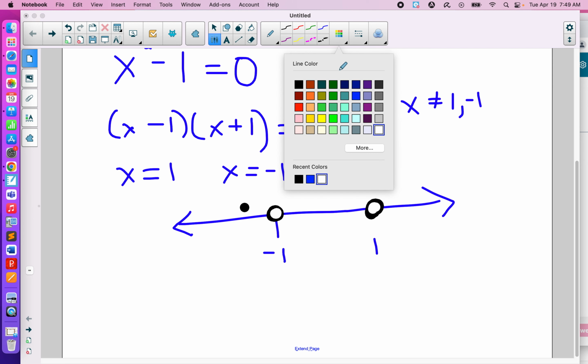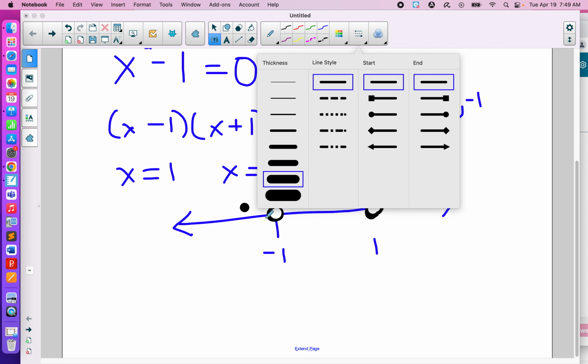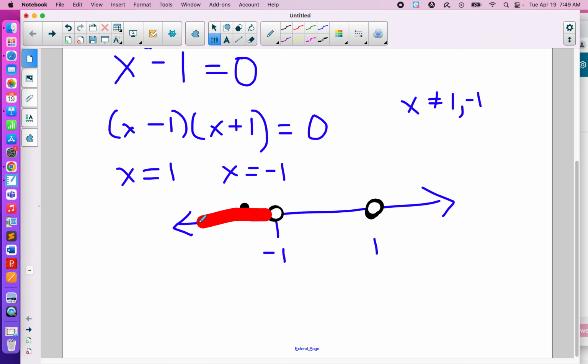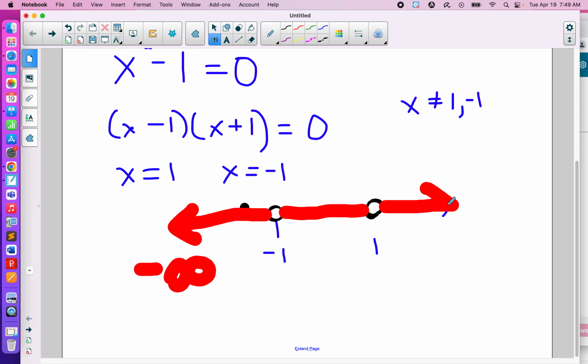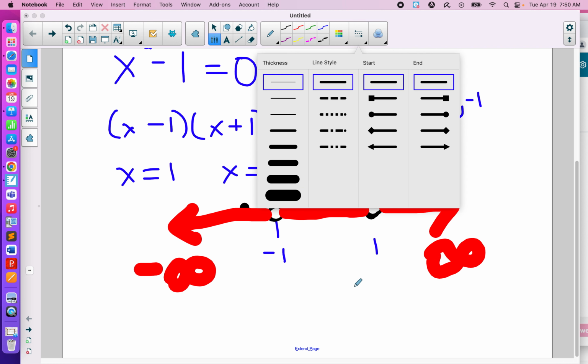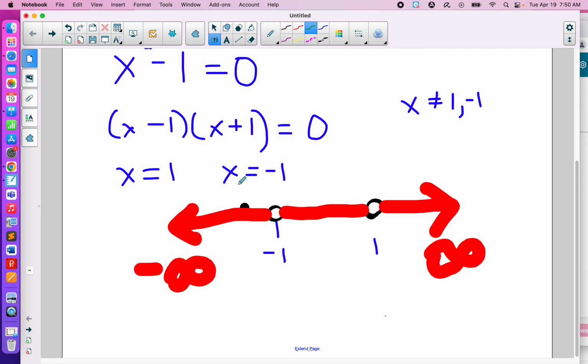All right, now let me pick a lovely red. Hope that you can see this. Now, all the numbers that are less than negative 1, they go to negative infinity. They go over here to this area, which is negative forever. Then we've got the numbers between negative 1 and 1, like negative 1/2, 0, 1/2, 3/4. And then we've got the numbers that are greater than 1 that go to positive infinity. So all three of these regions we must put in our interval notation. All right, I know I made those obnoxiously large, but hey, that's the way I roll.